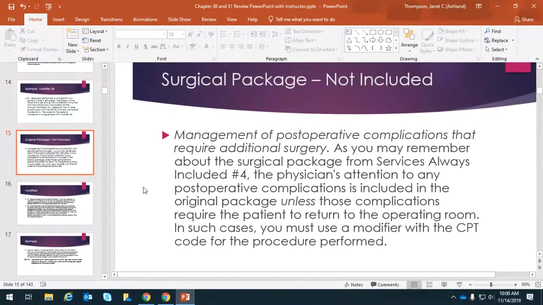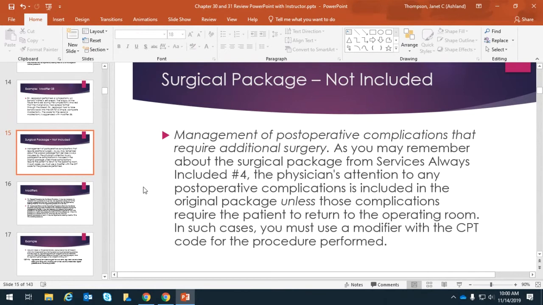Other items not included in the surgical package. Postoperative complications that require additional surgery. So complications can be explained with another modifier. Sometimes repeat procedures have to be done. There's a modifier for that.